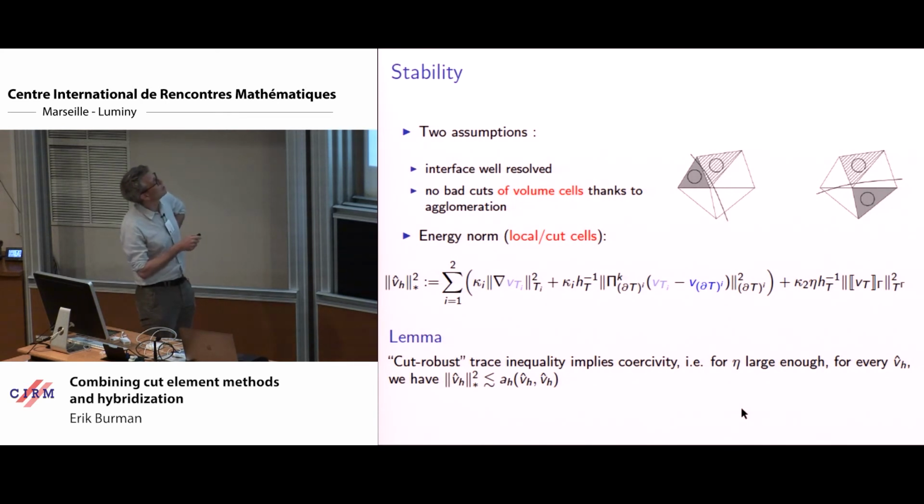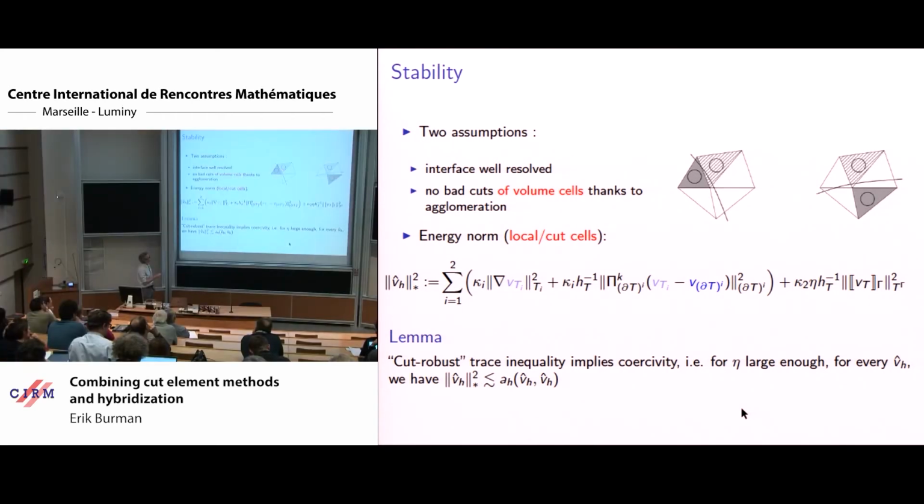We have this agglomeration. We need a well-resolved interface. And the volume cells will have no bad cuts because of agglomeration, I said. But what does this mean? Well, if you look at this guy here, the white and gray one, you need to be able to inscribe a ball with some kind of uniform radius that is uniform compared to his diameter. But you need to inscribe this on both sides for this to work. So you see, here you can inscribe a ball on this side, but here you cannot squeeze in a ball.